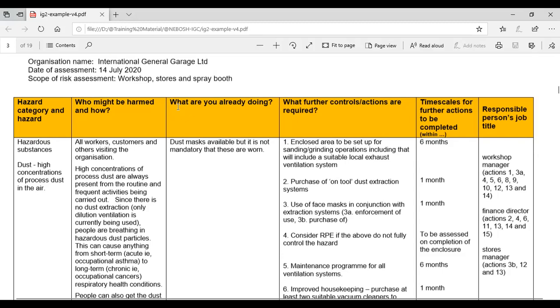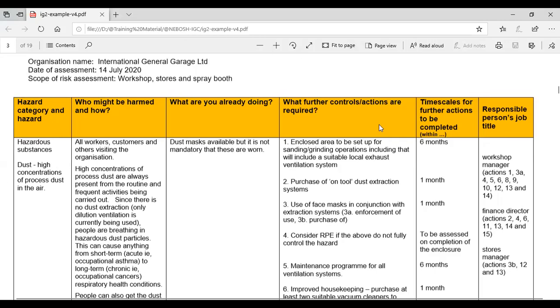Then the third column is what are you already doing actually? Like your existing controls. What are you already doing to control these hazards? Like your existing hierarchy of control, what exactly you are performing and doing. If it is not sufficient, like dust masks available but it is not mandatory that they are worn, then quite straightforwardly we can understand the existing controls are not sufficient.